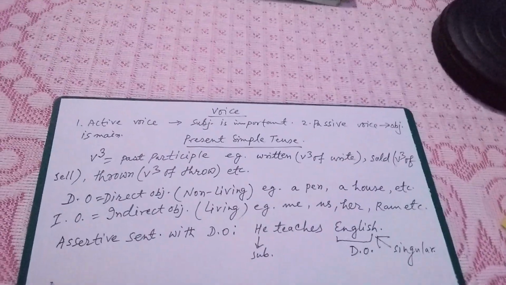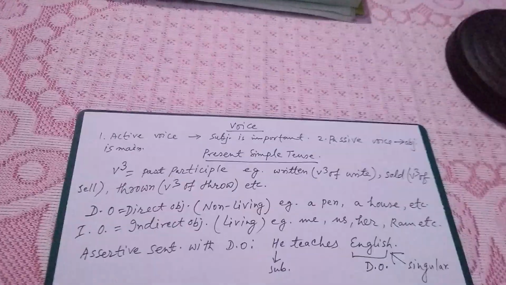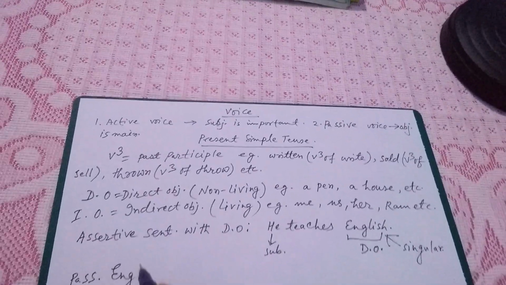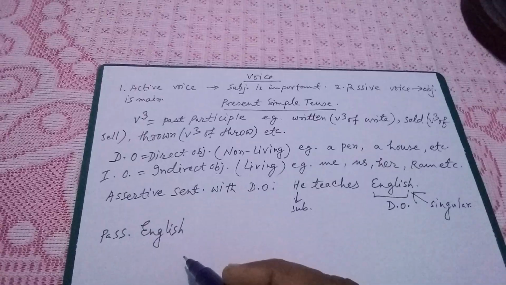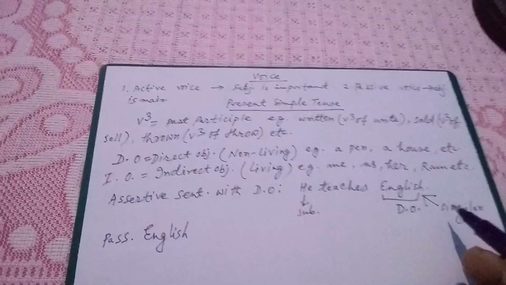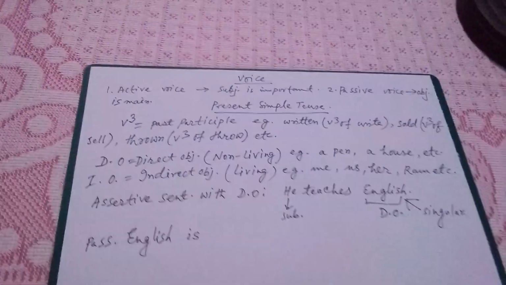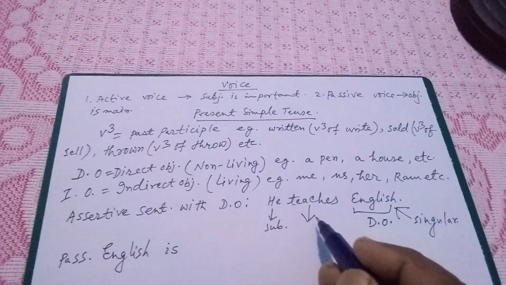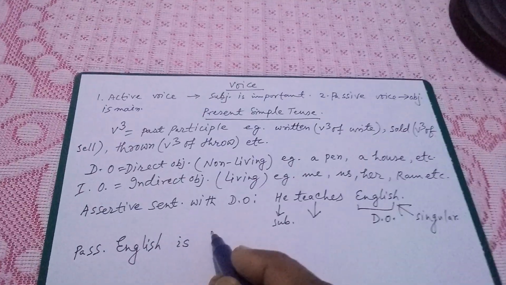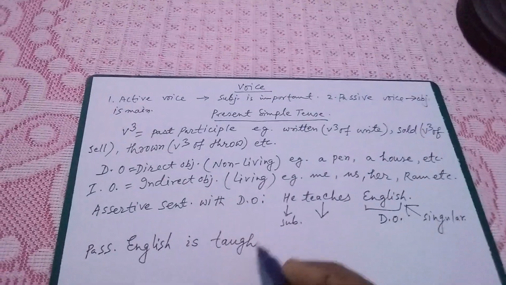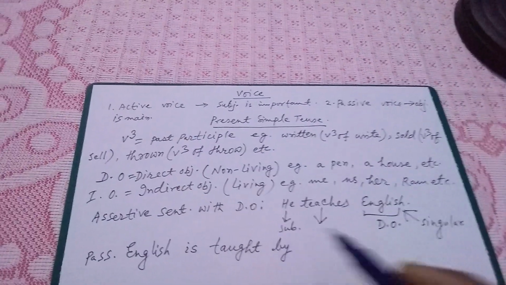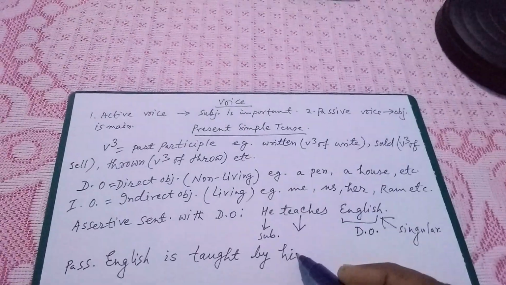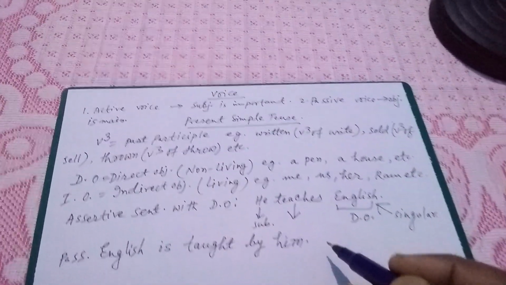So, now we are making its passive voice. So first of all, English we will write. English will become the subject here. And English is singular. That's why we will write is. And then after that we have to use V3. Teaches, V3 is taught. Then we have to use by. And he, objective case becomes him. So English is taught by him.